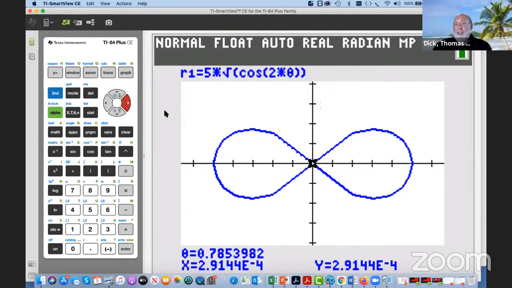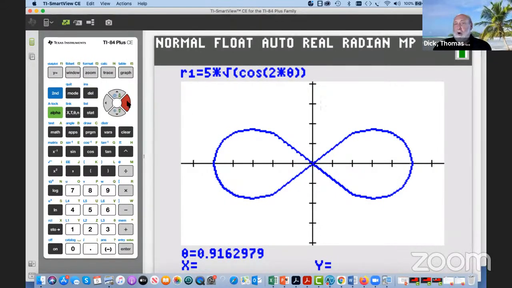Now I'm going to continue to march. Oh, look at this. Look what happened. I'm now in a stretch of values for theta where r is not defined. And you'll notice that my x and y coordinates are no longer defined. Okay, so there is no point on the graph for that value of theta.